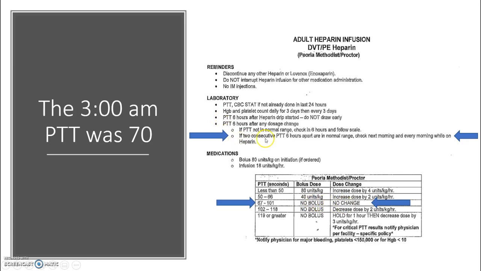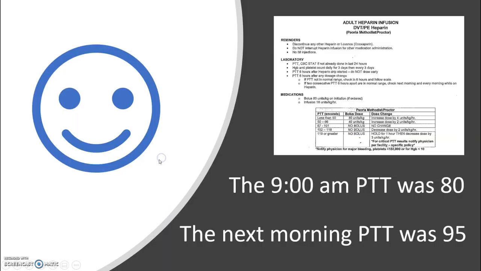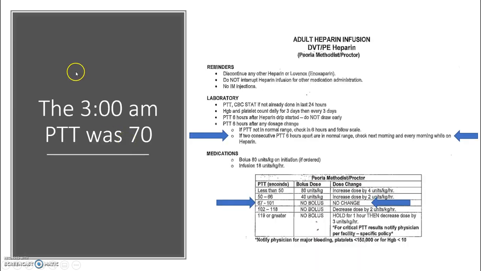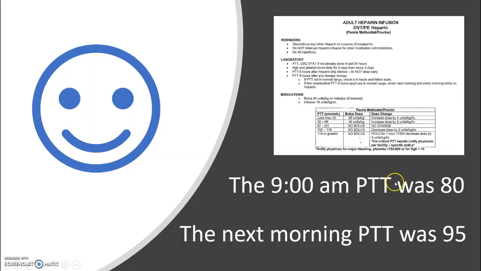And then here we need 2 consecutive PTTs 6 hours apart to be in the normal range. So 9 a.m. the PTT was 80. The next morning the PTT was 95. And so, sorry, here we got 3 a.m. PTT was 70. That's your first PTT in the normal range. The second PTT in normal range is 80 at 9 a.m. So we're good. We don't have to make any changes. So then we can go to the next morning. The next morning PTT was 95.